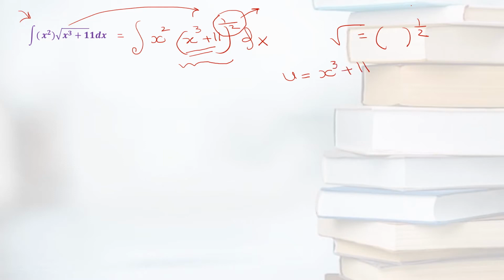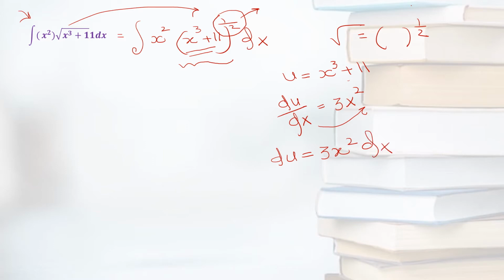After writing this, take the derivative of the inner function with respect to x. So du by dx equals 3x squared. Bring the dx to the other side. It will give you du equals 3x squared dx.